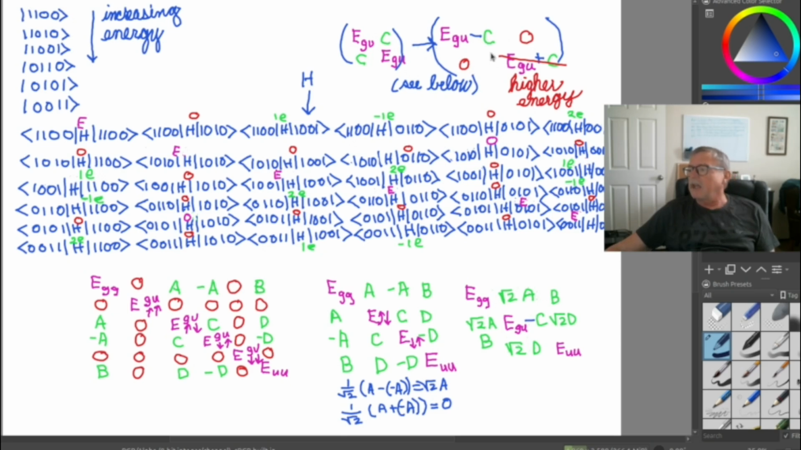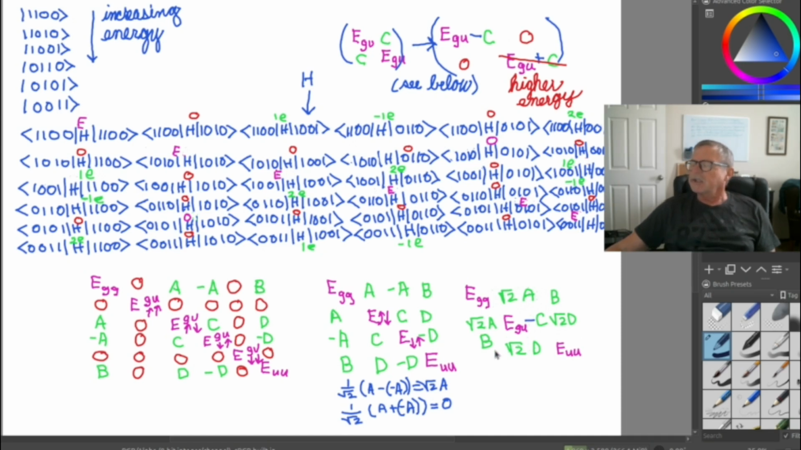It is a lower energy, so this EGU plus C is not going to occur because nature wants to go to a lower energy state. So we can just crunch this whole thing down into one value, one element, EGU minus C. So now we're down to a 3 by 3. All right, is that it? It looks like that's going to be pretty hard for one qubit to cover all those states. There's 9 different states there.